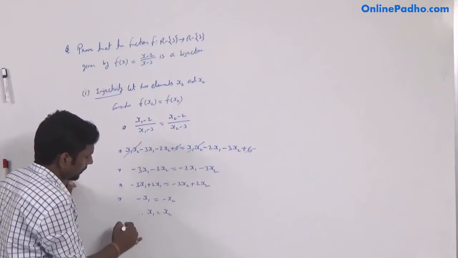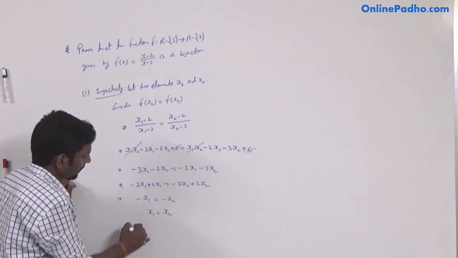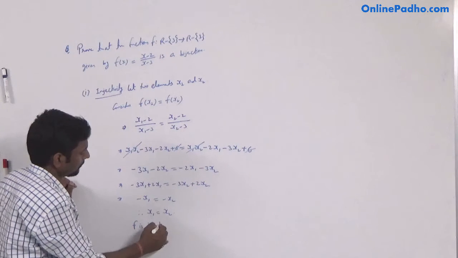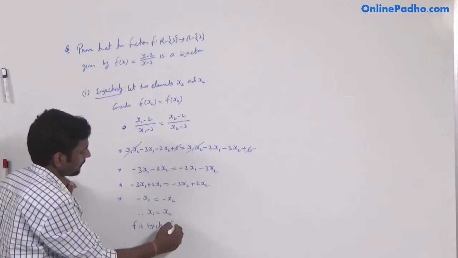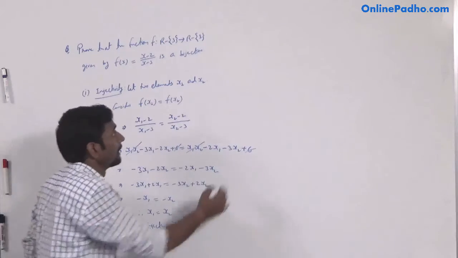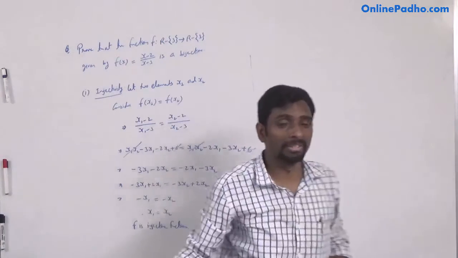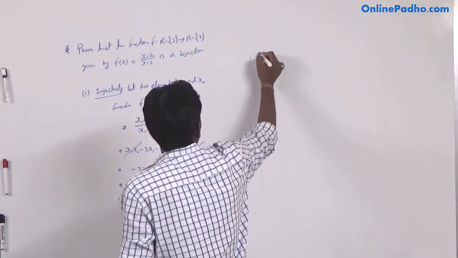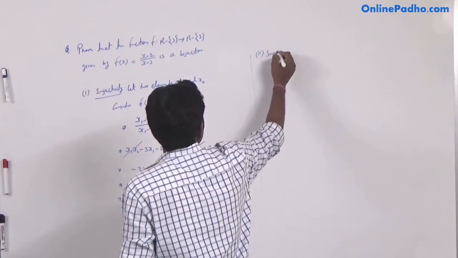If x1 equal to x2, we can say that f is an injective function. So f is an injective function. How to find the surjectivity? Second point, surjectivity.